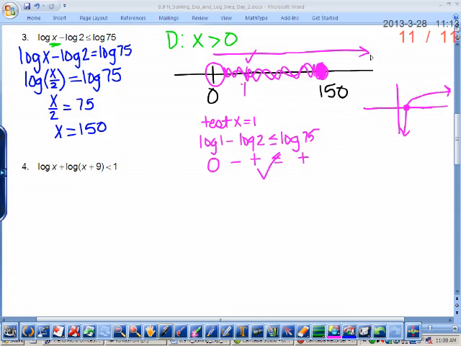What might be a good number to test over here? 200. Either 200 would maybe be a good one. I would say 1,000 would maybe be a good one because we know that 10 cubed is 1,000, right? You need to be strategic about your bases. So my solution here is 0 to 150.